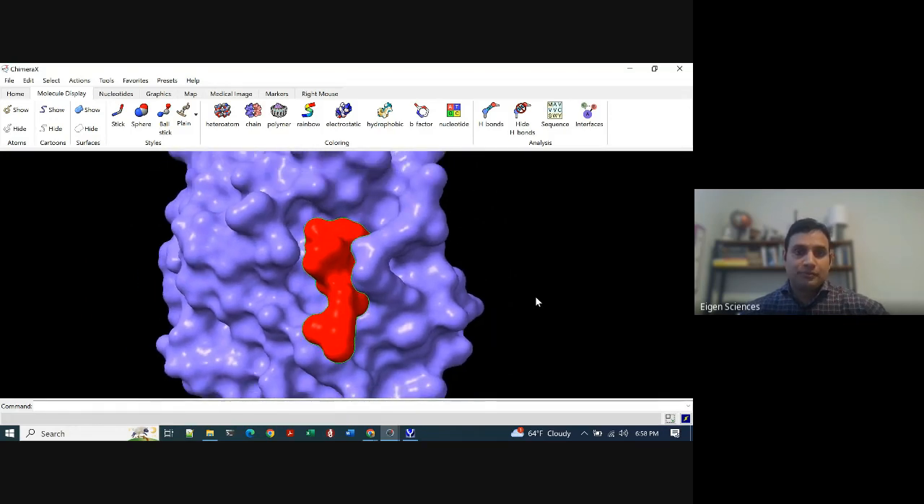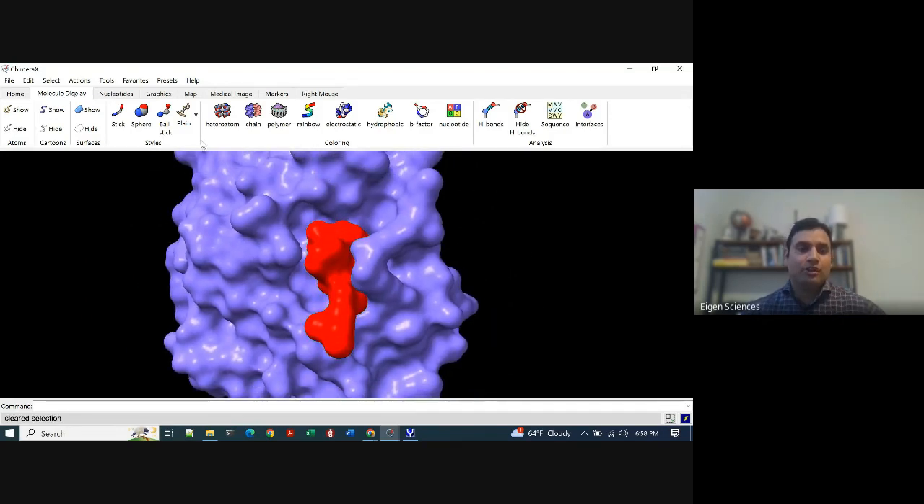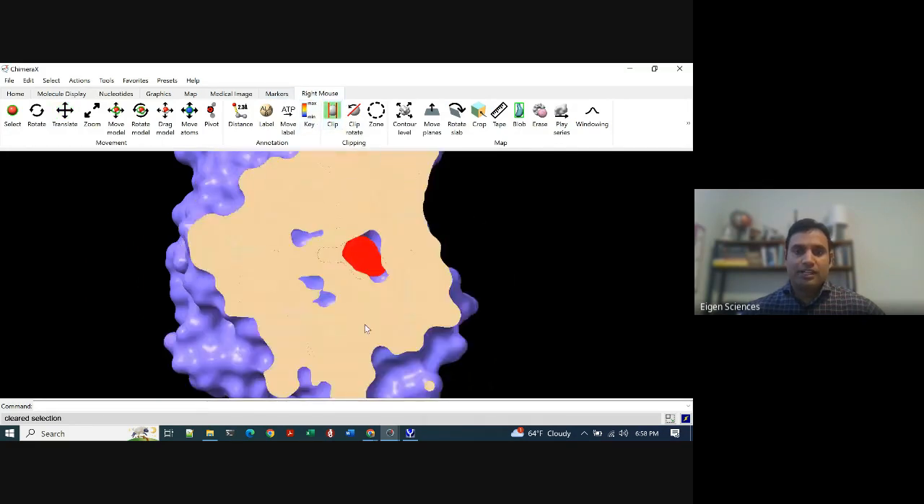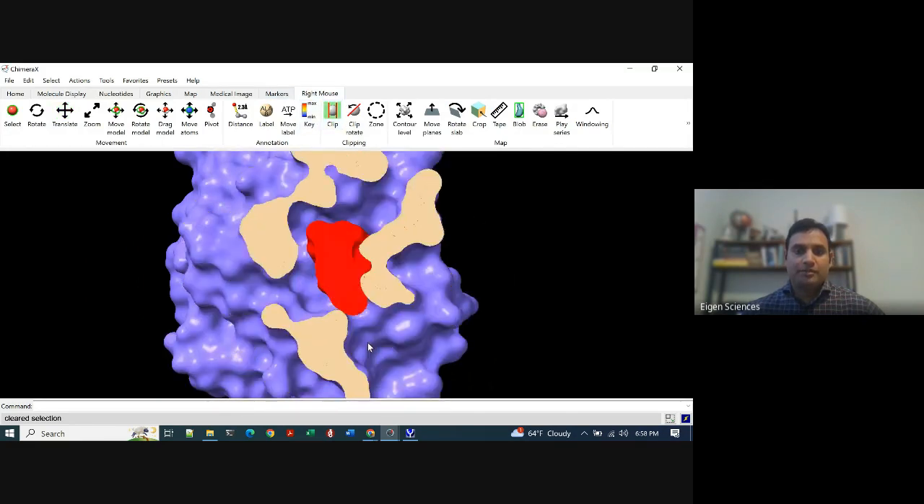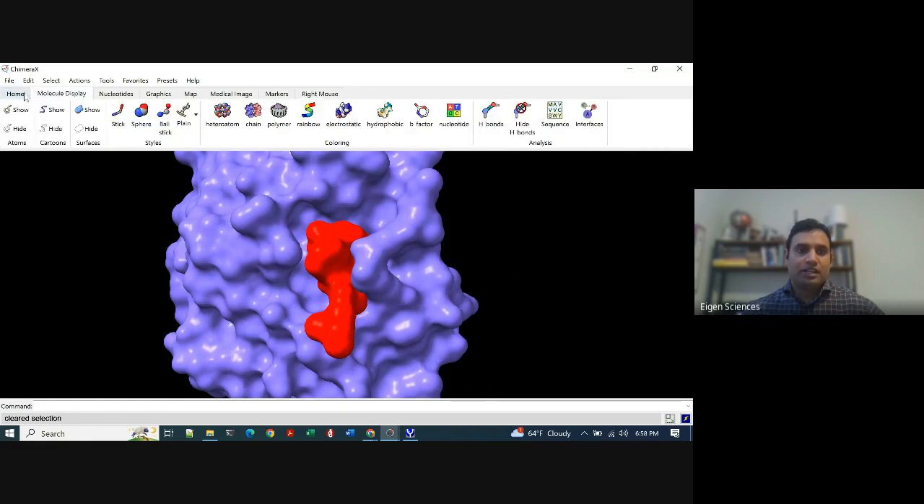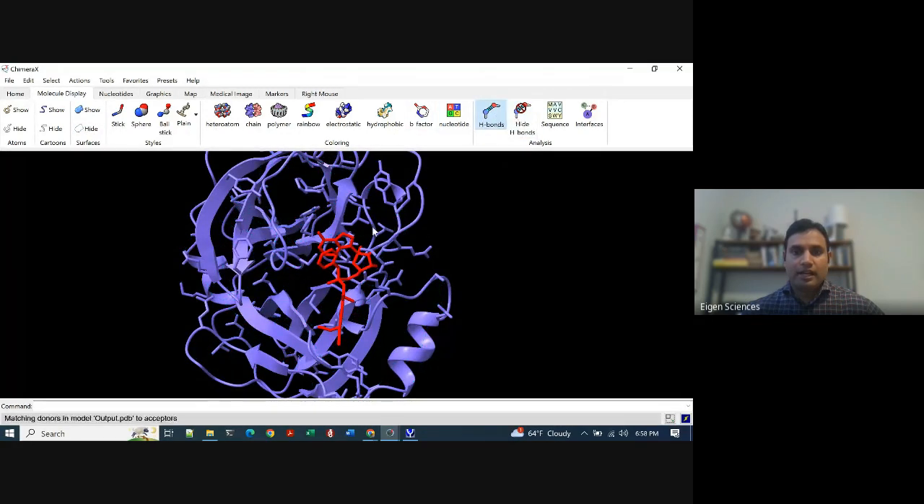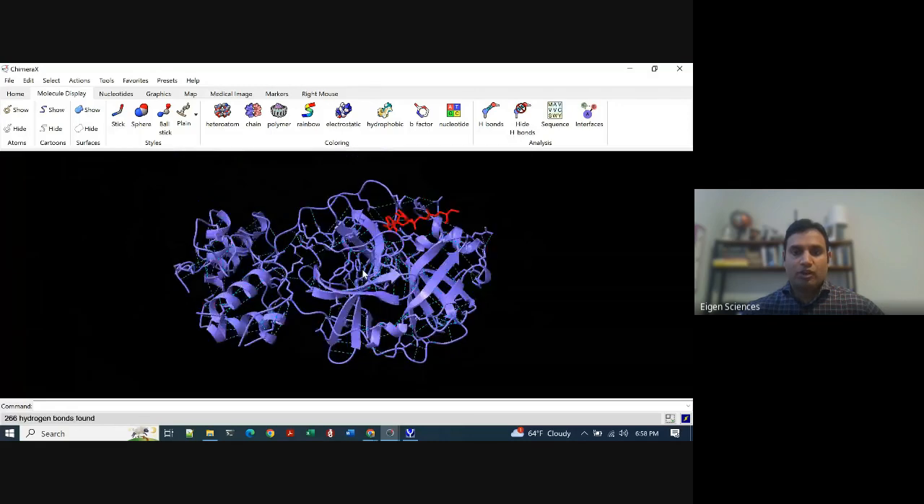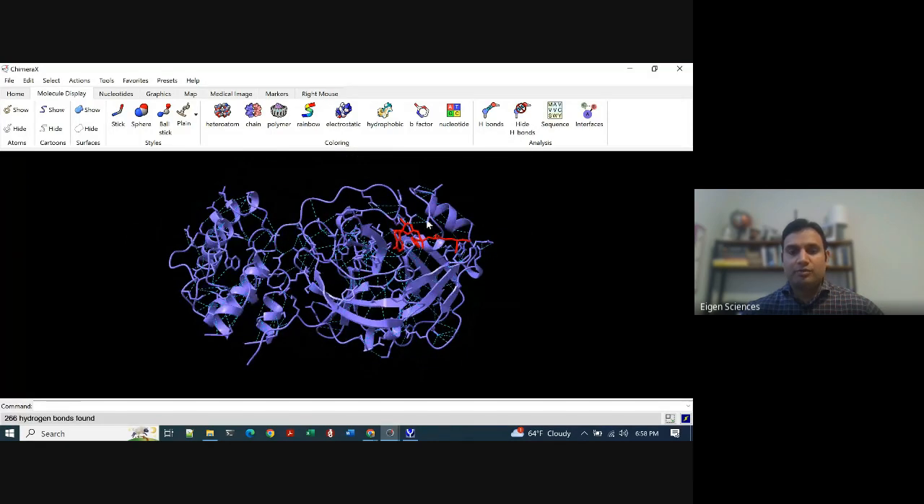So now what we can do is we can do a lot of things. We can see how it is binding, how deep it is binding. We can also see the hydrogen bond interactions in this, like this, hide hydrogen bonds, and see what the hydrogen bonds involved are, and how we can make this drug molecule even more potent.